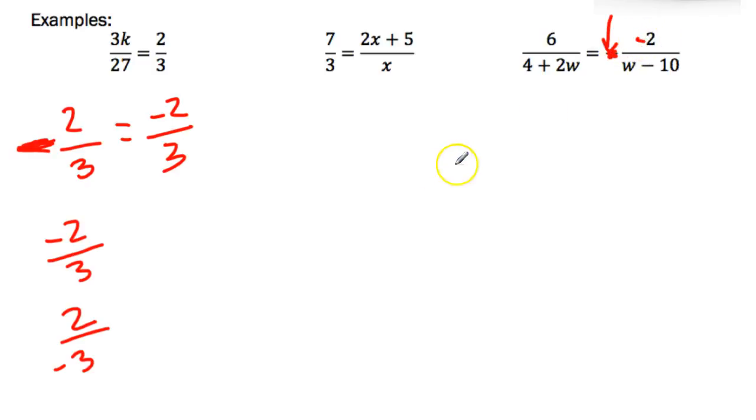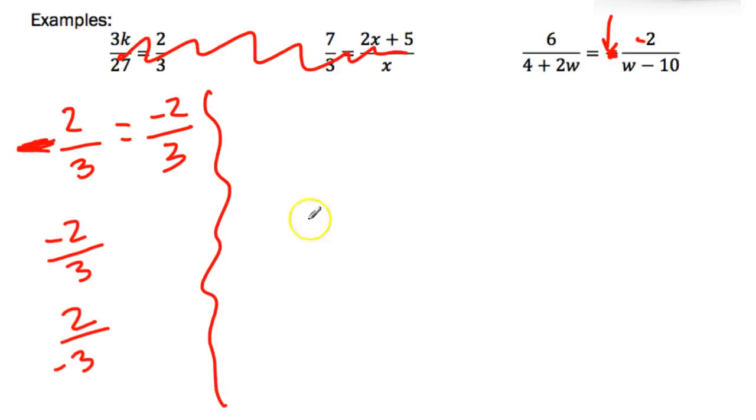I'll put it in front of the 2. Make it a little bit easier for me. Alright, so now I'll do this one, and let me get these out of the way. Don't look at those. I'll draw a little line over here. Now we need to cross multiply.